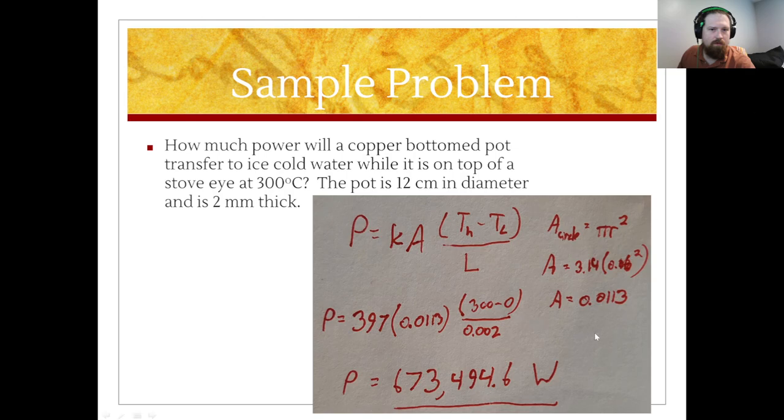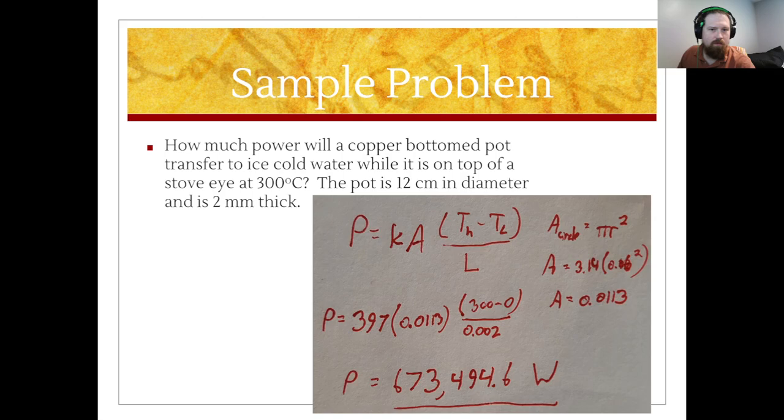So I had to do a little bit of digging. I had to dig up the good old geometry formula for the area of a circle, because the flat part of the bottom is just a circle. Area of a circle is equal to pi times radius squared. Pi is going to be 3.14. Our diameter is 12 centimeters. That would make our radius 6 centimeters.